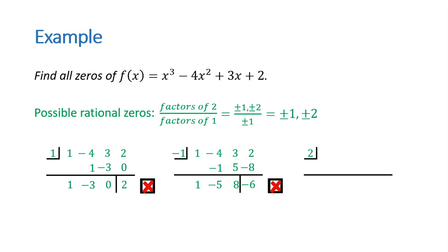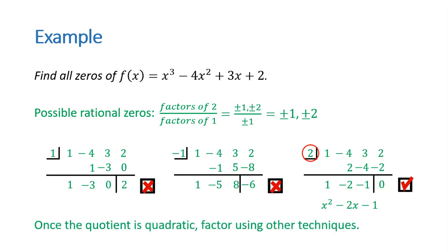Now let's check positive 2. Bring down the 1, 2 times 1 is 2, we get a negative 2, negative 4, negative 1, negative 2, and we get a remainder of 0. So that means x equals 2 is one of the zeros of our polynomial. And we know this divides in evenly, and when we divide this in, what we're left with is now x squared minus 2x minus 1.